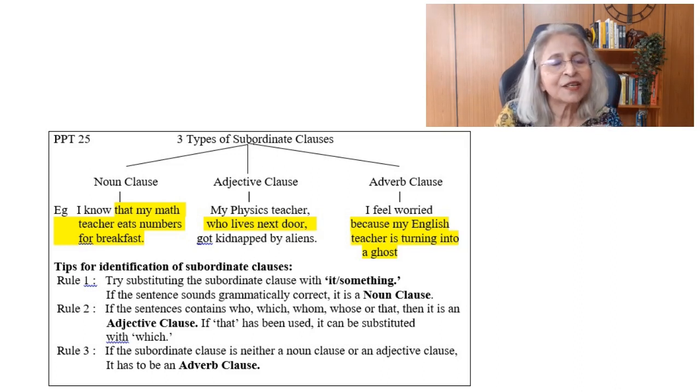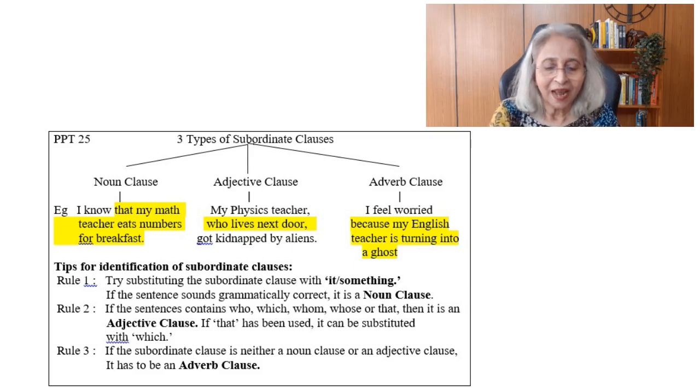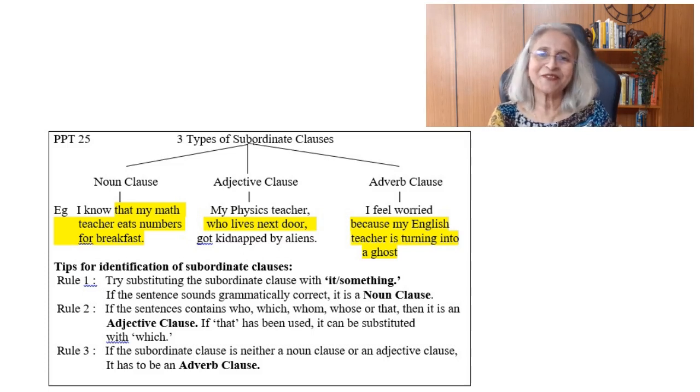And after that, you replace the entire subordinate clause with "it" or "something." Okay? Now, "it" or "something," as you know, are pronouns. Right? And if you read that sentence again using "it" or "something," it would still make grammatical sense. For instance, "I know something." What do you know? I know that my math teacher eats numbers for breakfast.